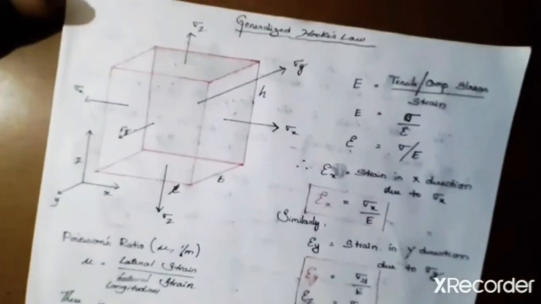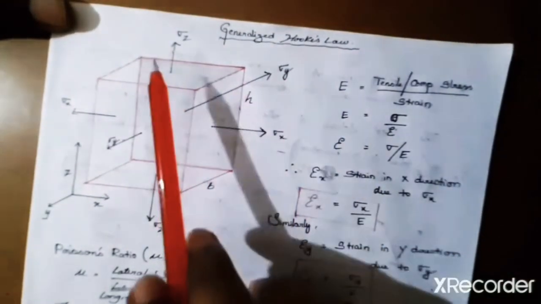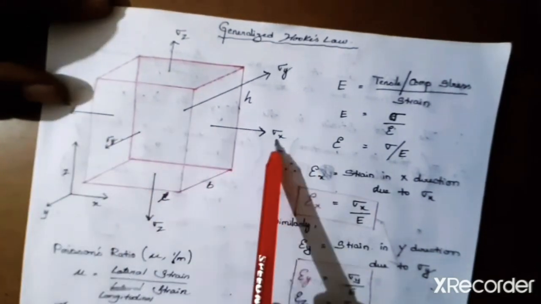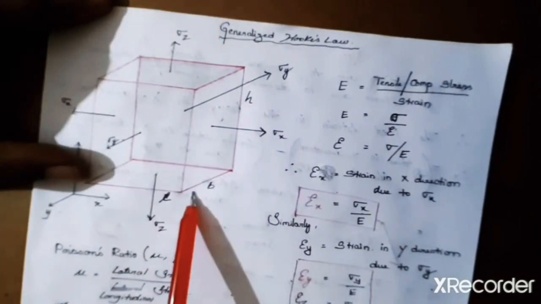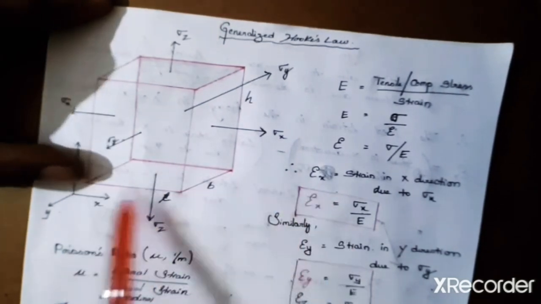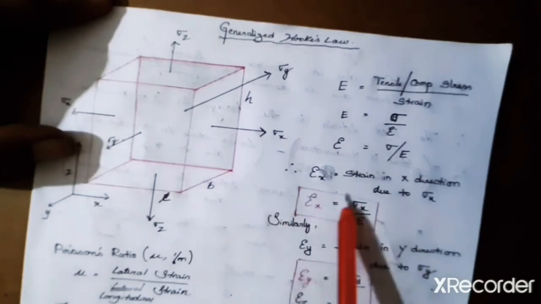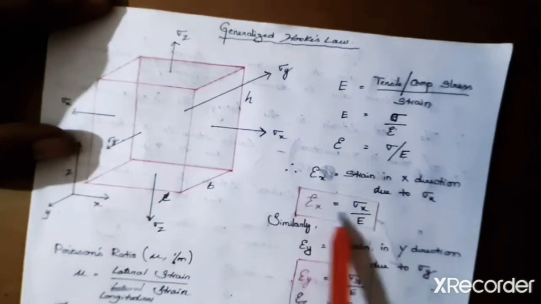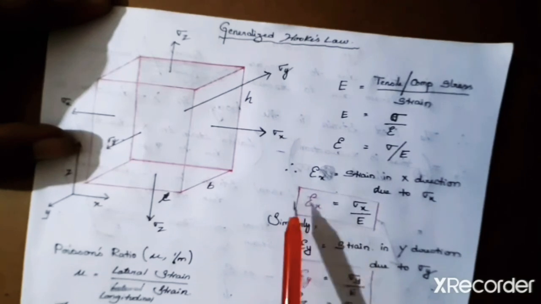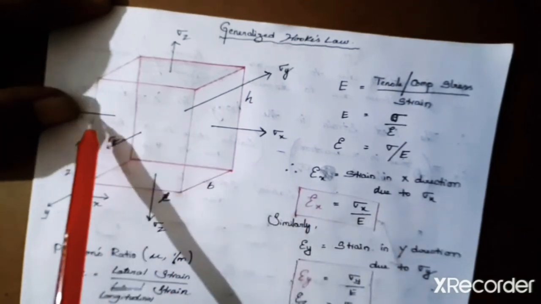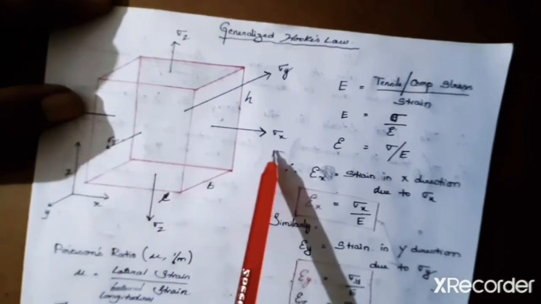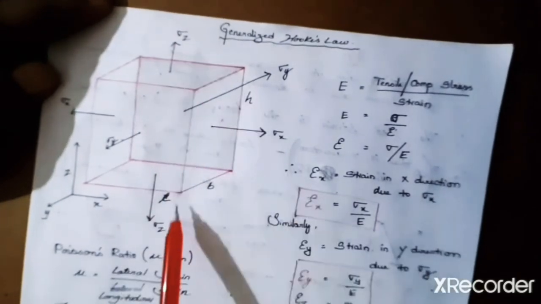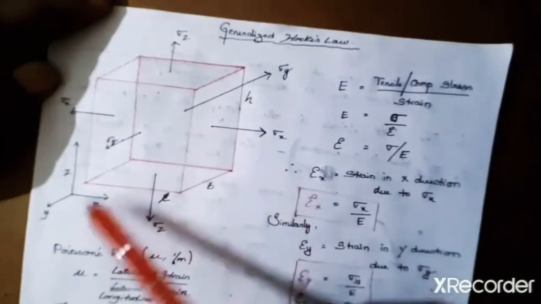Okay, see this figure. Forget about sigma y and sigma z. Just see sigma x. Because of this sigma x, the length is going to increase, isn't it? So there is a longitudinal strain which is equal to this value, but at the same time, perpendicular to this longitudinal strain, we have a lateral strain. So what are those directions? This is the longitudinal strain direction. So the lateral strain will be in Z and Y, which are perpendicular to X.